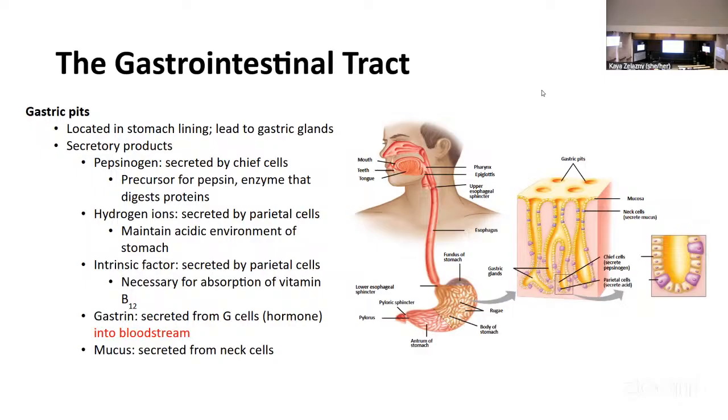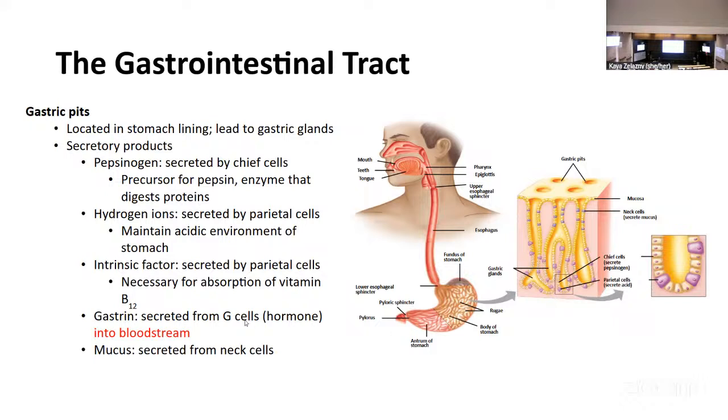So we're maintaining an acidic environment with these hydrogen ions coming from our parietal cells. The other thing that those parietal cells are secreting is something called intrinsic factor. So intrinsic factor, something that helps us absorb vitamins, specifically vitamin B12. Vitamin B12 we need for things like making new cells. So we need this intrinsic factor to make sure we have the components we need to keep our body working and healthy. Okay. So those are our chief cells and our parietal cells.